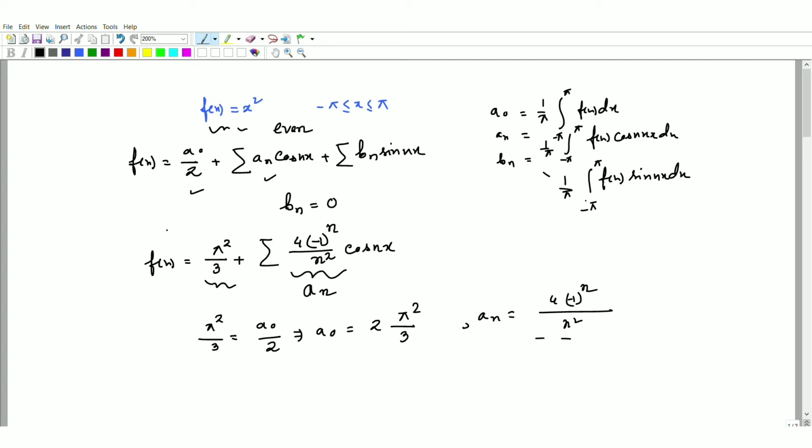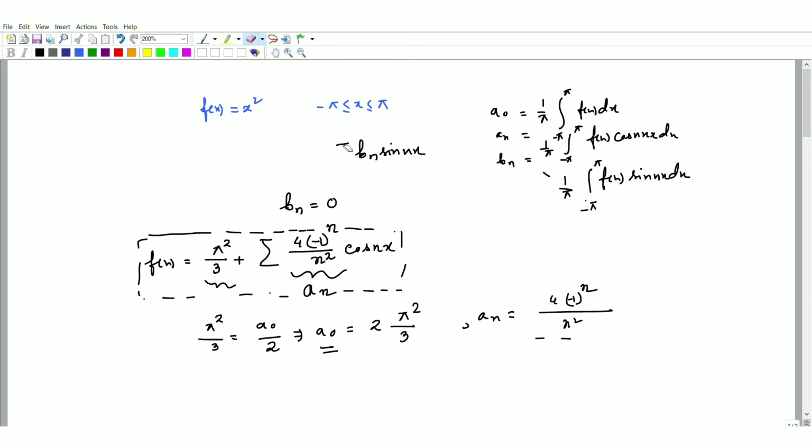While doing the problem, you need not write this Fourier series. Whenever you find the coefficients an and a0, you can proceed to use Parseval's identity, because in Parseval's identity only those coefficients are required, and for an even function we know that bn is 0 and we need not find the coefficient bn. Now we are going to use Parseval's identity and put these coefficient values there.